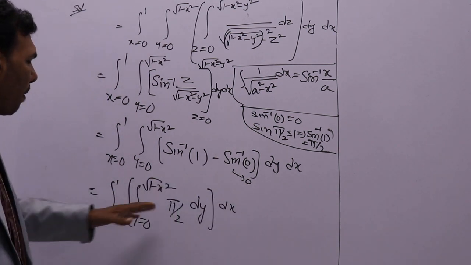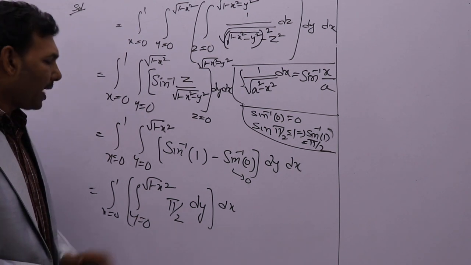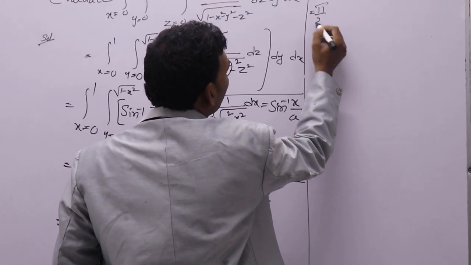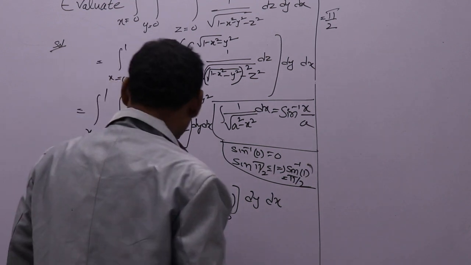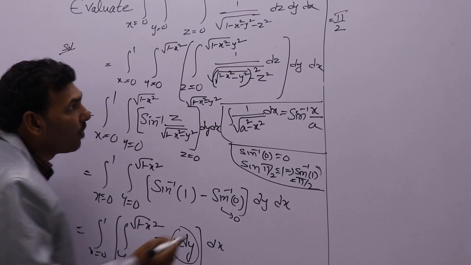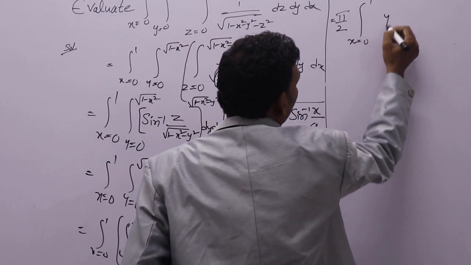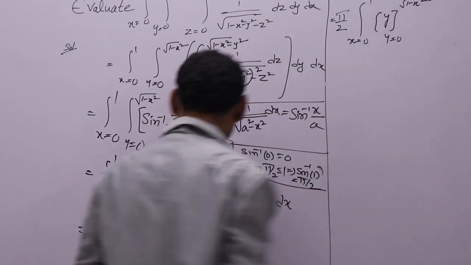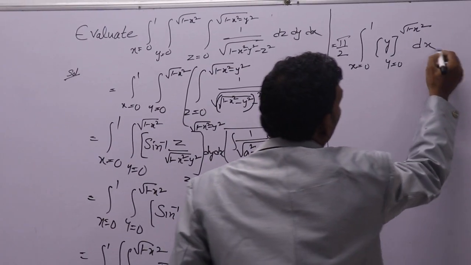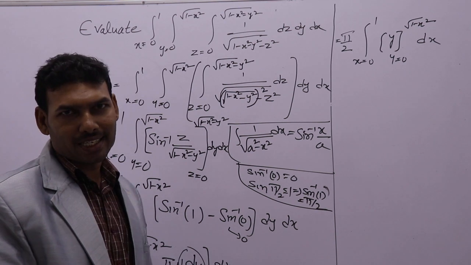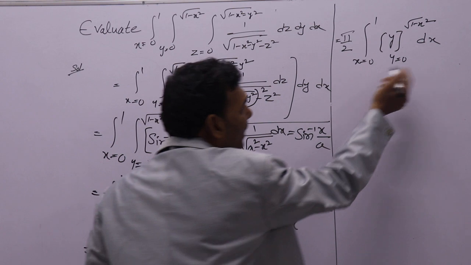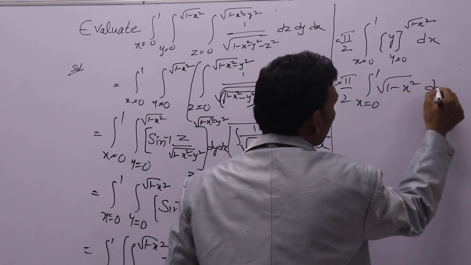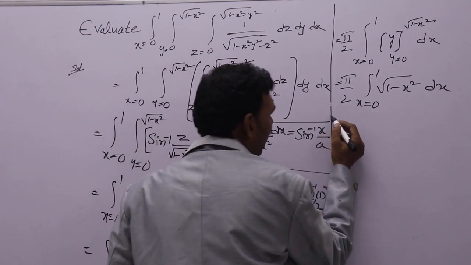Now pi by 2 is constant. Then integral 1 dy. What is integral 1 dy? y. So I am keeping pi by 2 here, pi by 2 constant. What is the leftover term? Integral x equals 0 to 1, integral 1 dy is y, with limits y equals 0 to root 1 minus x square, dx. Now write root 1 minus x square in the place of y. If you write 0, anyway you are going to get 0, no need to write the lower limit. So write the upper limit: integral x equals 0 to 1 of root 1 minus x square dx. There is one famous integration formula that I am going to use here.